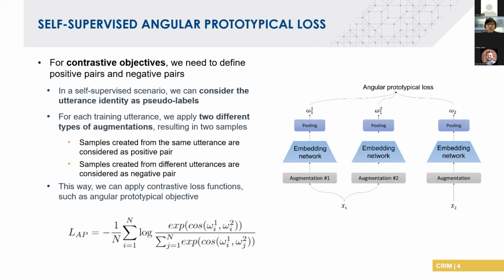For example, for an end-to-end speaker verification system, for training it, we usually use a contrastive objective function. And for contrastive objectives, we need to define the positive pairs and the negative pairs of the training set. For a self-supervised scenario, one way to achieve this is to consider the utterance identity as the pseudo label. So for each training sample, we can apply two different types of augmentations. This will result in two different samples per training utterance. After this, we can consider the samples created from the same utterance as positive pairs and the rest as negative pairs. And this way we can apply the contrastive loss functions to a self-supervised scenario.